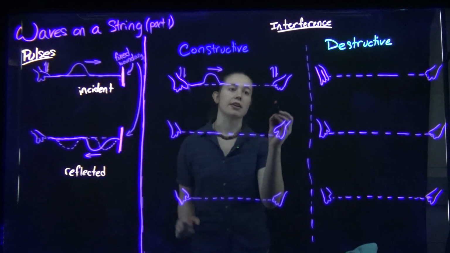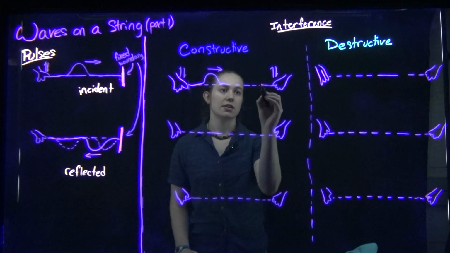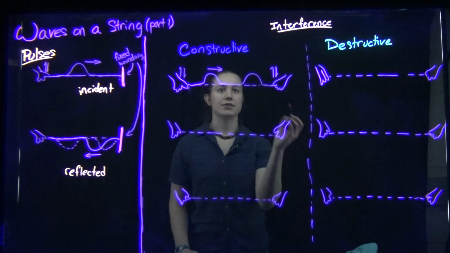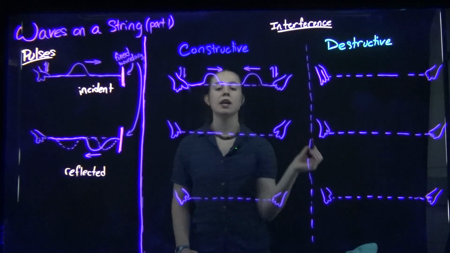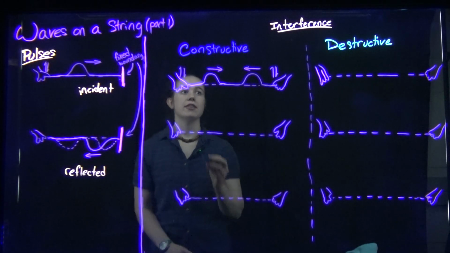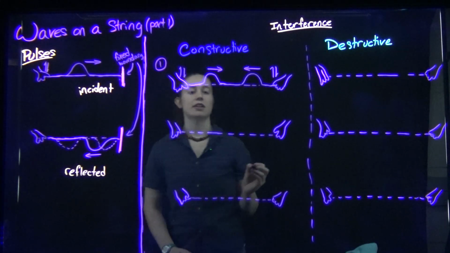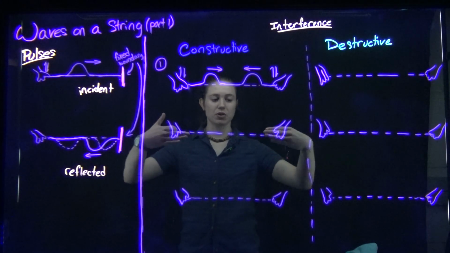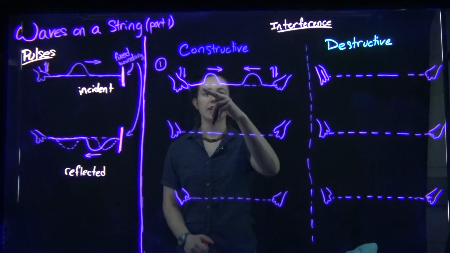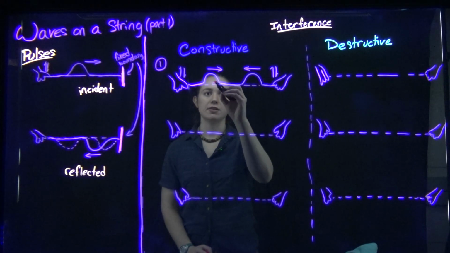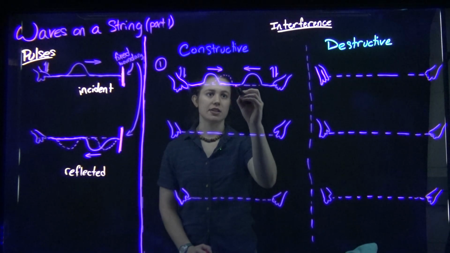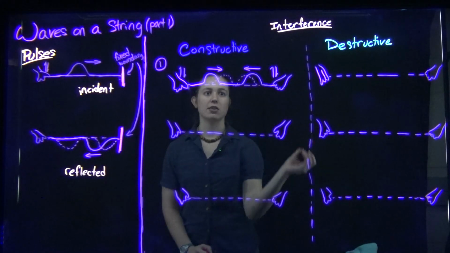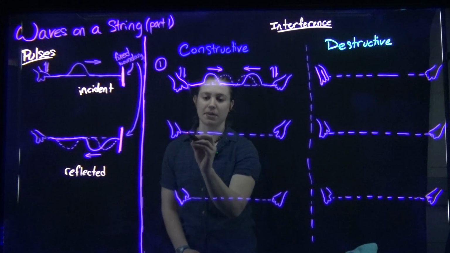We know that from over here. And your partner's going to create a pulse that looks exactly the same, and they're going to be traveling toward each other. This is picture 1. So we have 2 pulses traveling toward each other. They're both going up, so you can imagine them getting closer and closer until they meet.